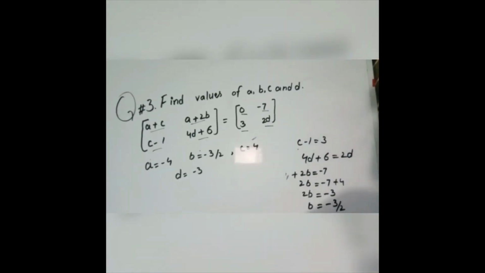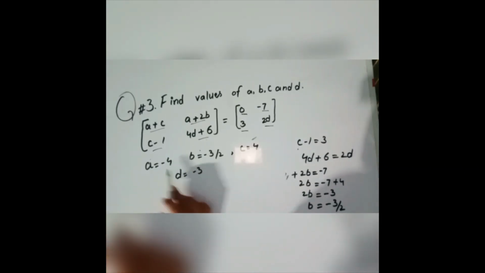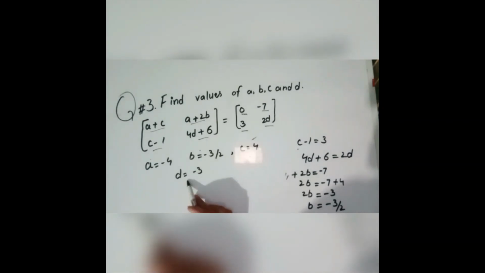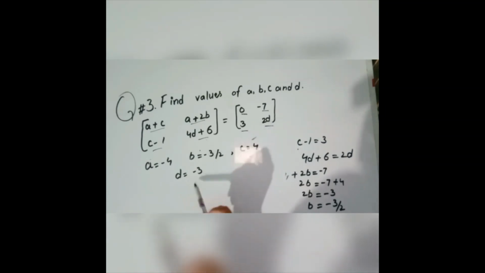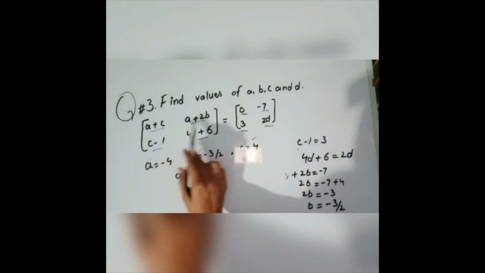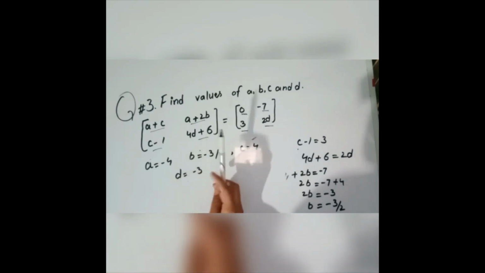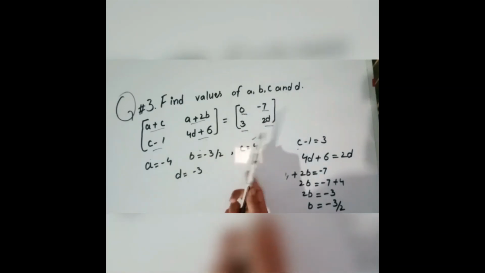So we got all the values. Here A is equal to -4, B is equal to -3 by 2, and C is equal to 4. D is equal to -3. Now we can put these values in these matrices and check whether these matrices are equal or not.